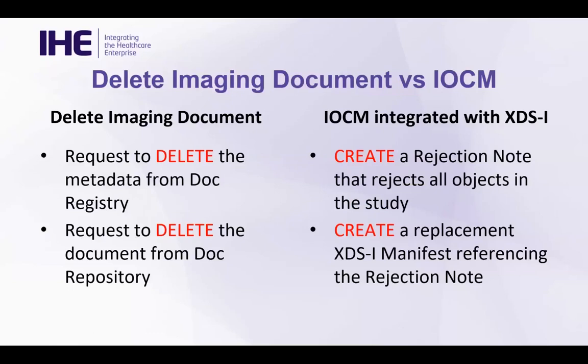And because of that, instead of deleting a document or the manifest, it actually creates a new replacement manifest for the existing study. And the new replacement manifest has only one object reference in it, and that is the rejection note. So technically, that is the main difference.